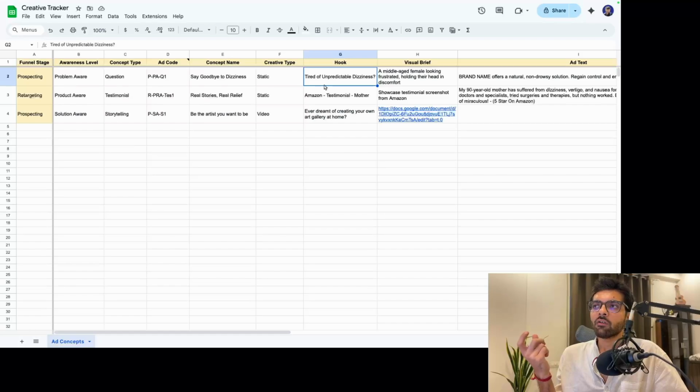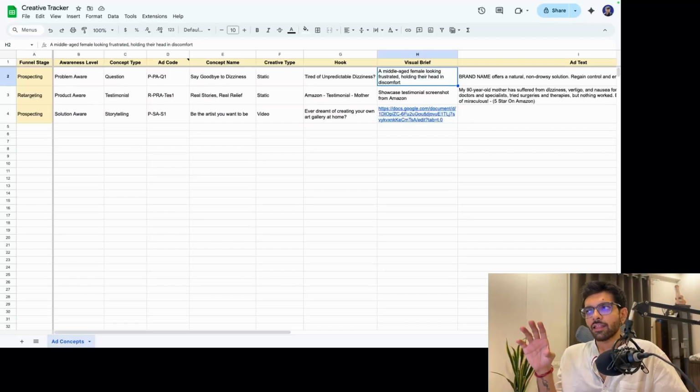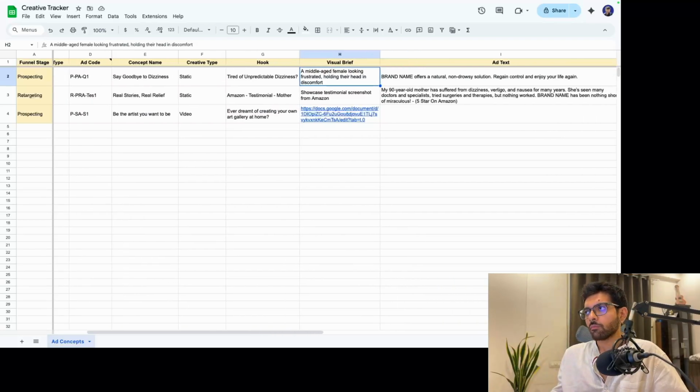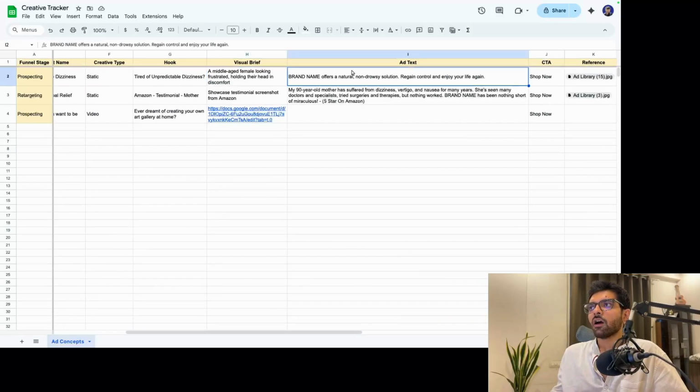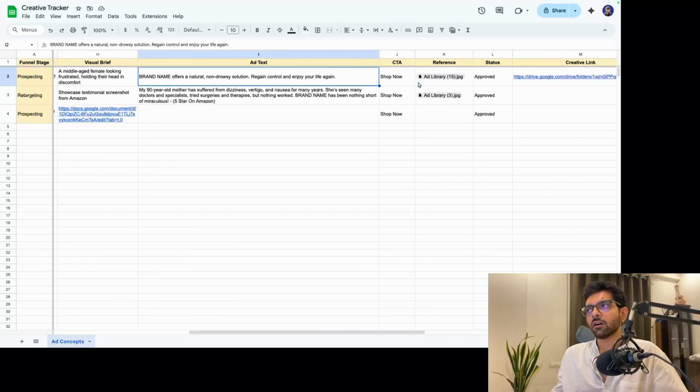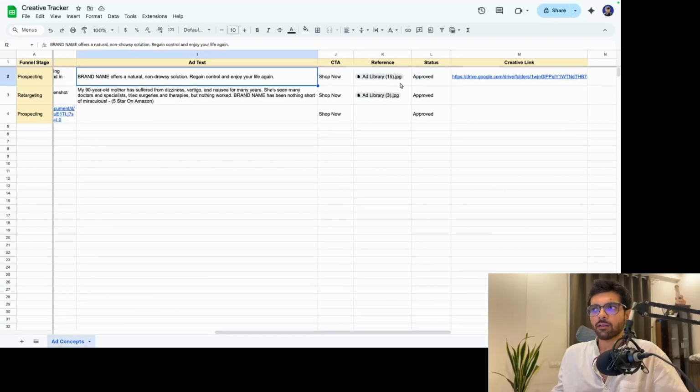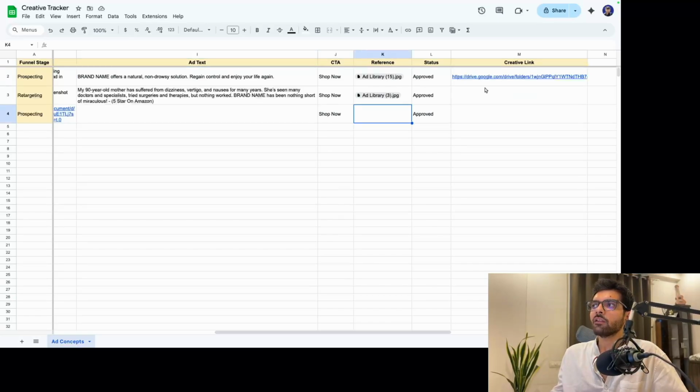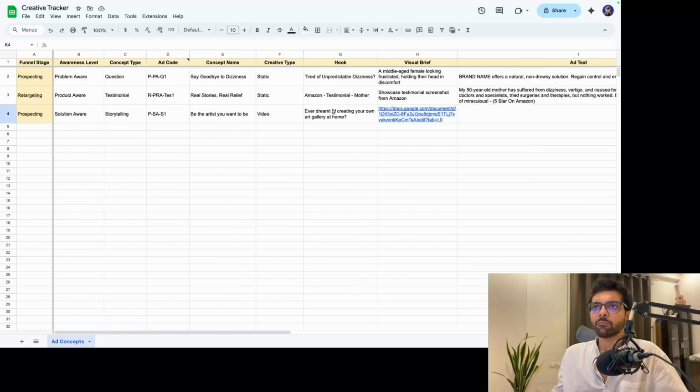So we developed a hook of tired of unpredictable dizziness, and the visual brief was of a middle-aged woman looking frustrated, holding her hand in discomfort. And then our bottled solution offers a natural, non-drowsy solution, regaining control and enjoying your life. So this is what we were going for. In the brief, we have an ad reference over here as well. The status is approved, and whenever the creative is made, we put the creative link over here, right?